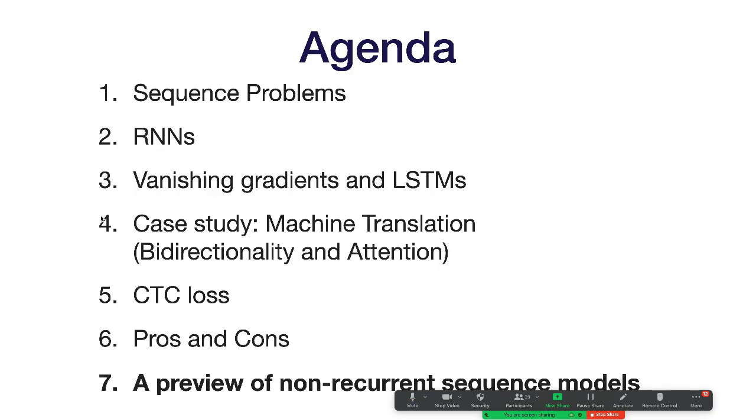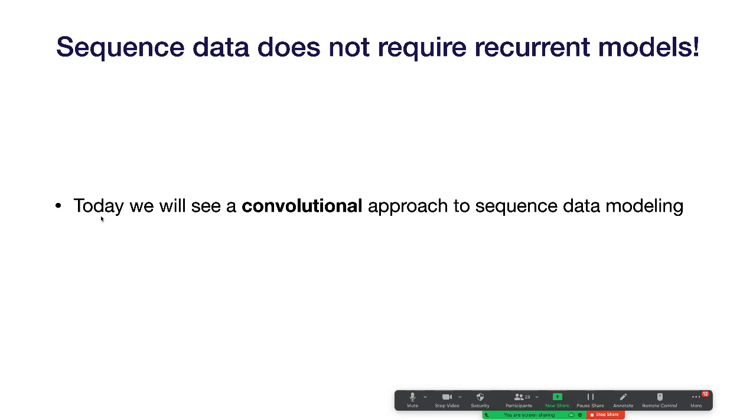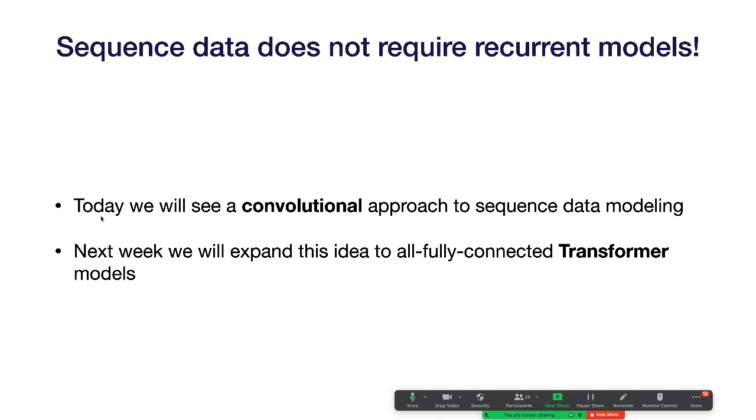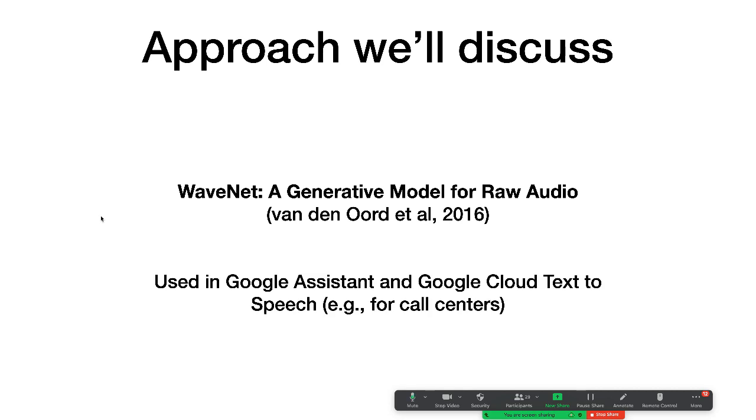All right, so the last thing I want to talk about in this section is just a quick preview of what Sergey is going to talk about next week, which is non-recurrent sequence models. The first insight here is that just because you're working with sequence data doesn't necessarily mean that you need to use a recurrent neural network model. And so today we're going to look at a convolutional approach to sequence data. And next week, as I mentioned, we'll expand and talk about transformers. The approach that we'll discuss is from this paper, which was an early success in generating raw audio, and at least for a while was used in Google Assistant and Google Cloud text to speech. And I wonder if it still is, or if Google is transformers all the way down these days. I'm not sure.